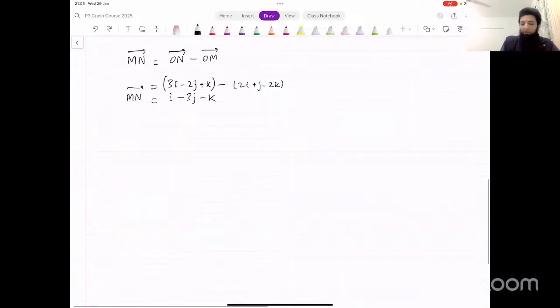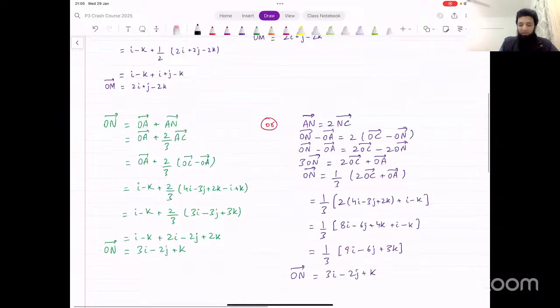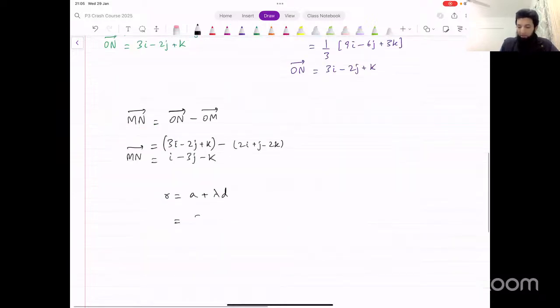How do you write the equation of a straight line in vector form? It's a plus lambda d, right? That's the standard form for the equation of a line in vector form. R equals a plus lambda d. A could be any one of these 2 points. It could be OM or ON, doesn't matter. If we use ON, that gives us 3i minus 2j plus k plus lambda times I minus 3j minus k. That's the equation of the line that we were looking for.